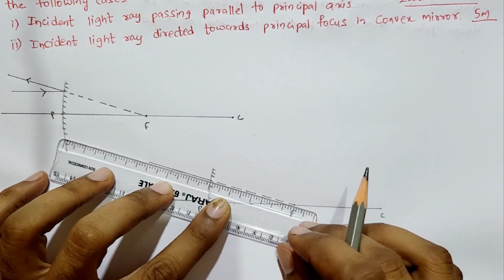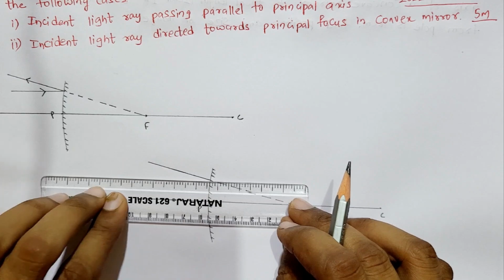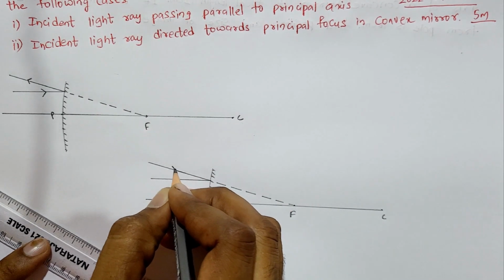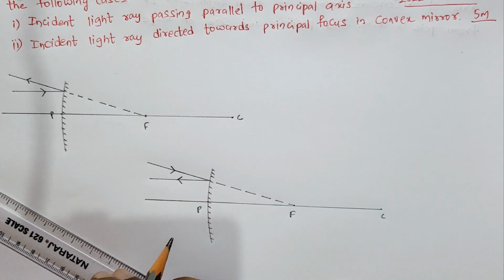So how will the reflected light ray be now? The reflected light ray will pass parallel to principal axis like this. So this is the incident light ray. This one will be the reflected light ray.